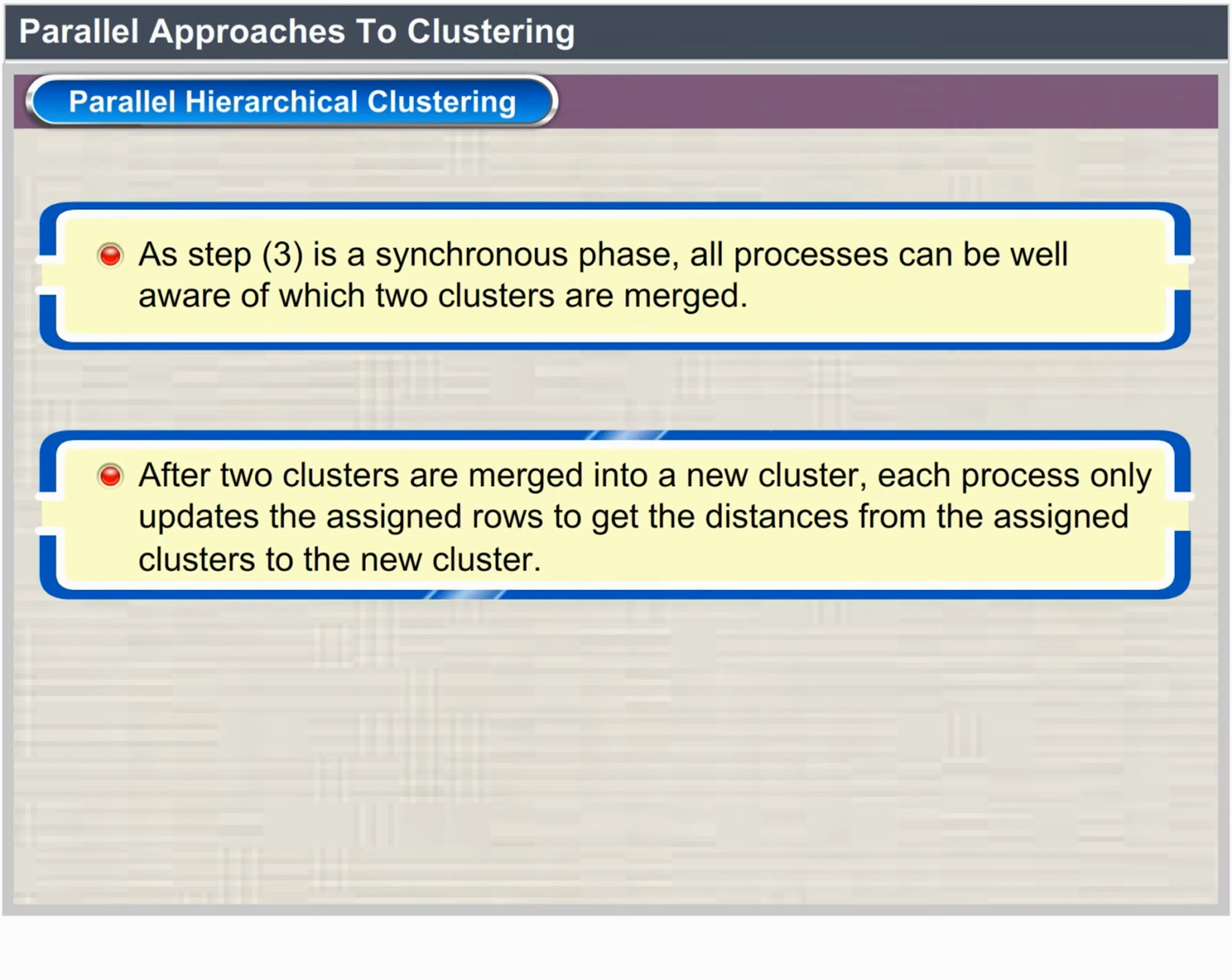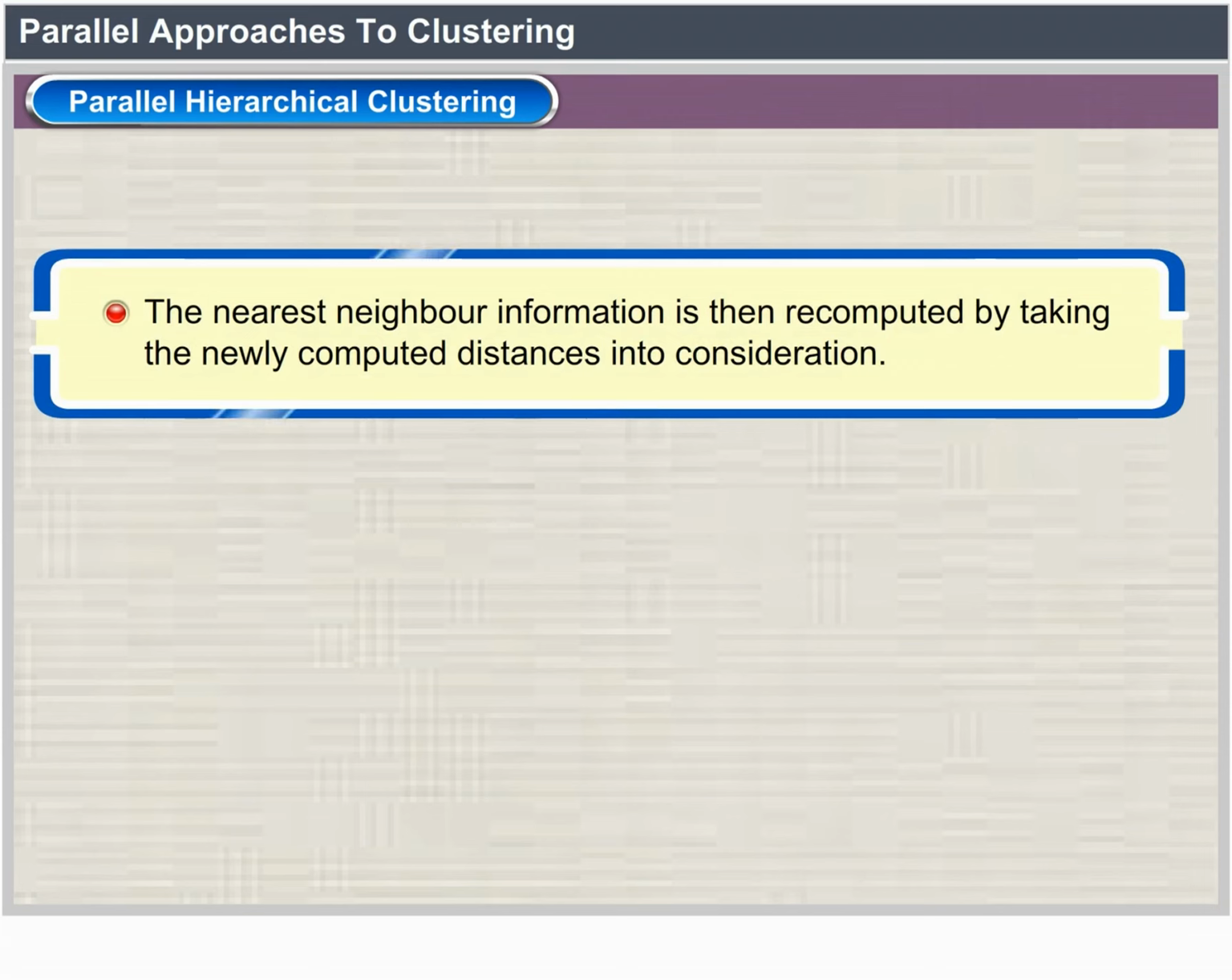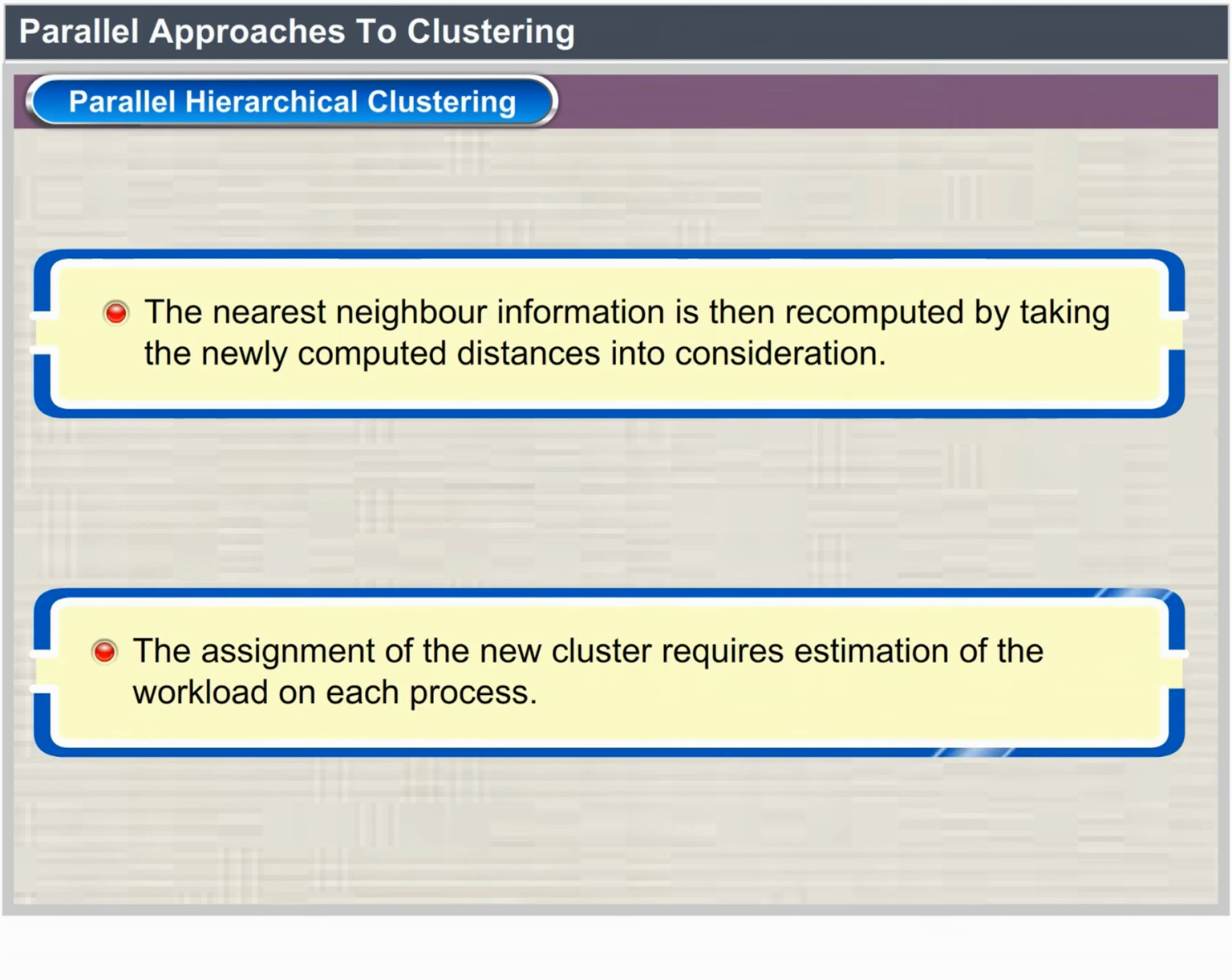Specifically, the distance from cluster I to the new cluster is computed from the distances between cluster I and the two old clusters that are merged, for example, by taking the lesser value when the single link metric is used. The nearest neighbor information is then recomputed, taking into account the newly computed distances. The assignment of the new cluster requires estimation of the workload on each process.